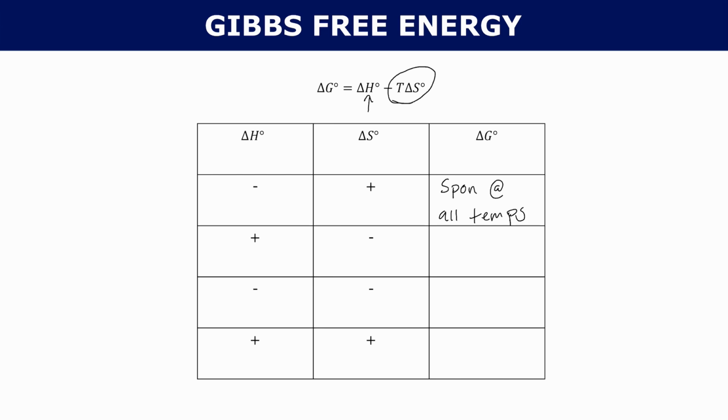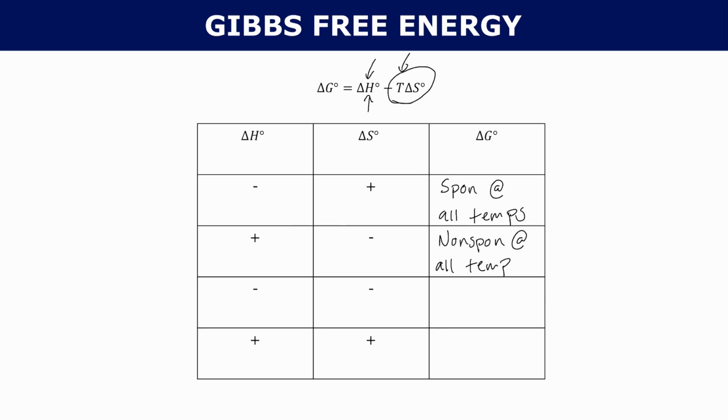Let's look at if you had a positive enthalpy and a negative entropy. This means that your enthalpy is positive, and this value is going to be positive. So you're adding a positive and a positive. That's always a positive, meaning your Gibbs free energy is always positive regardless of what temperature you have. This means you are non-spontaneous at all temps.